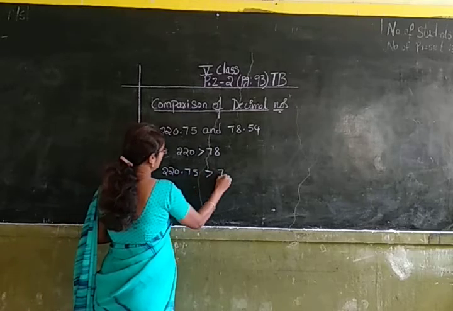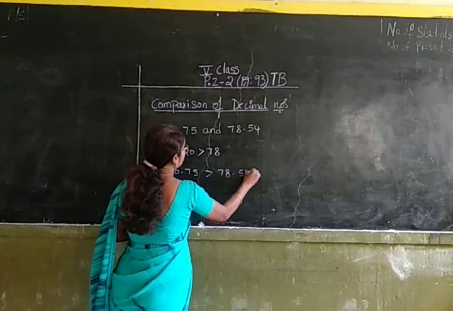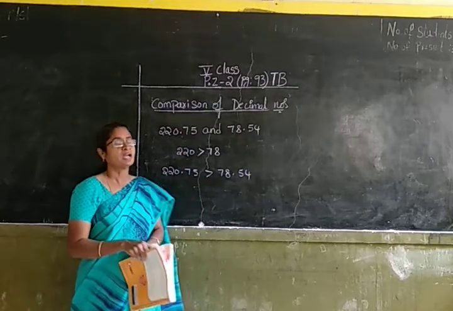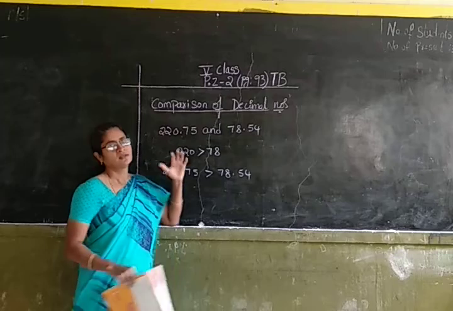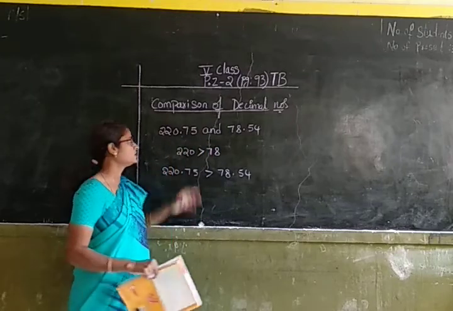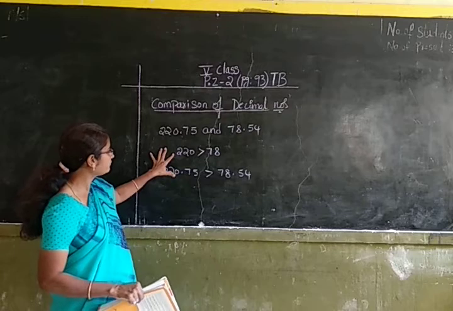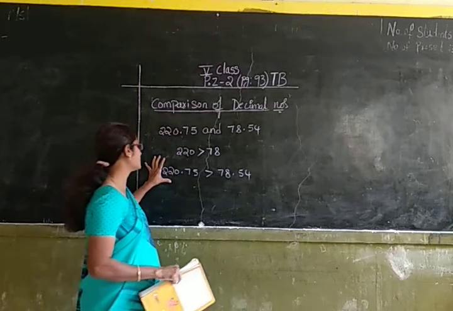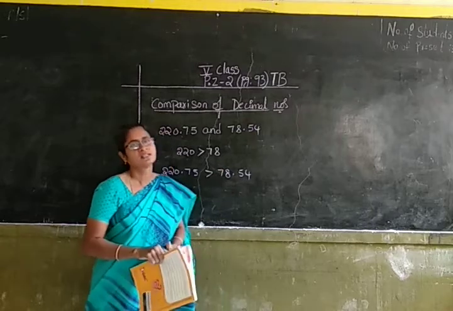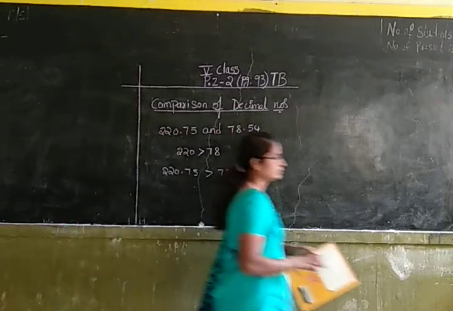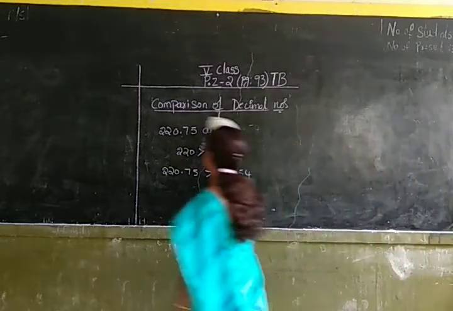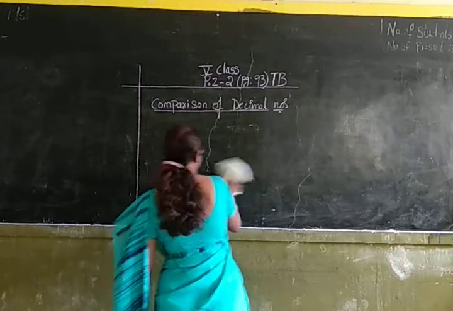220.75 is greater than 78.54. Did you understand, children? First, for comparing, we have to compare the decimal part. Okay, sorry children, we have to compare the whole number part. Here the whole number part in the first number is greater. So we can say that 220.75 is greater than 78.54. Okay children, now let us see another example. This is one example. Now let us see the next example.